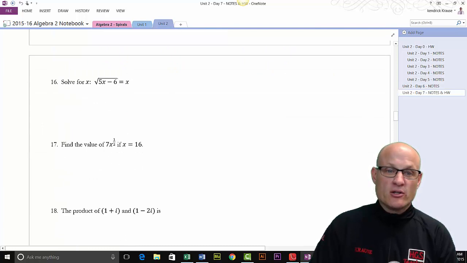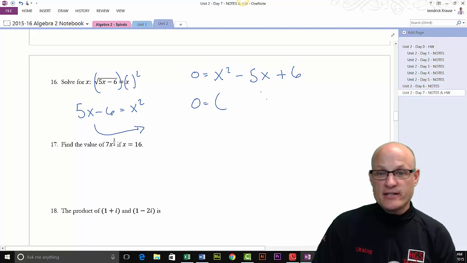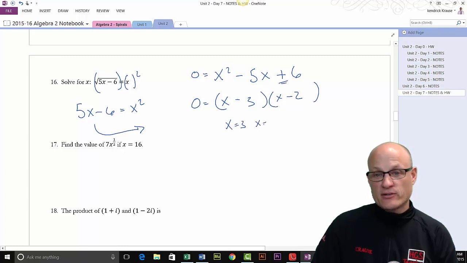Solve and get the weird thing alone. Square it. So I get 5x minus 6 is equal to x squared. Since my x squared is positive, we're going to move everything over there. So we get 0 is equal to x squared minus 5x plus 6. So I need two numbers that are going to add to 5 and multiply to positive 6. So that means they both have to be negative. And that's going to be 3 and 2. So my two answers are x equals 3 and x equals 2.